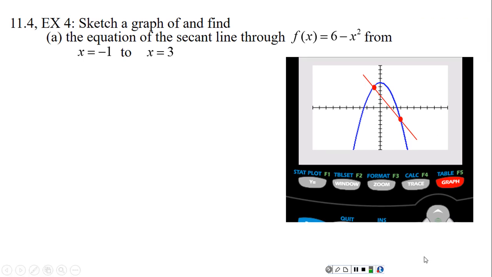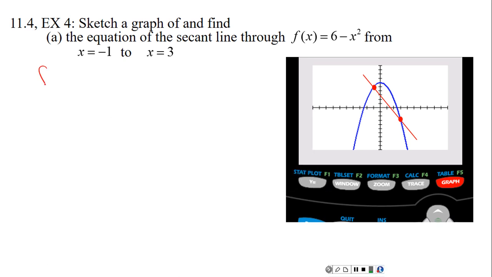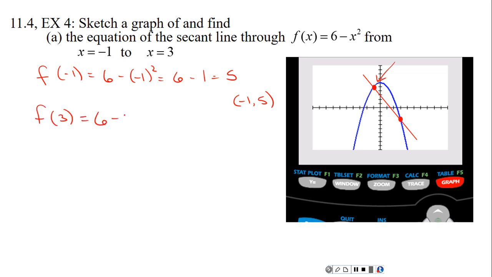All right. So finding our y values by hand here. If I did f of -1, it'd be 6 minus -1 squared, which is 6 minus 1, which is 5. And so my first point is going to be -1, 5, which I have plotted right there. F of 3, 6 minus 3 squared, would be 6 minus 9, which is -3. So that point is 3, -3. So these are my 2 points, and I plotted that one there.